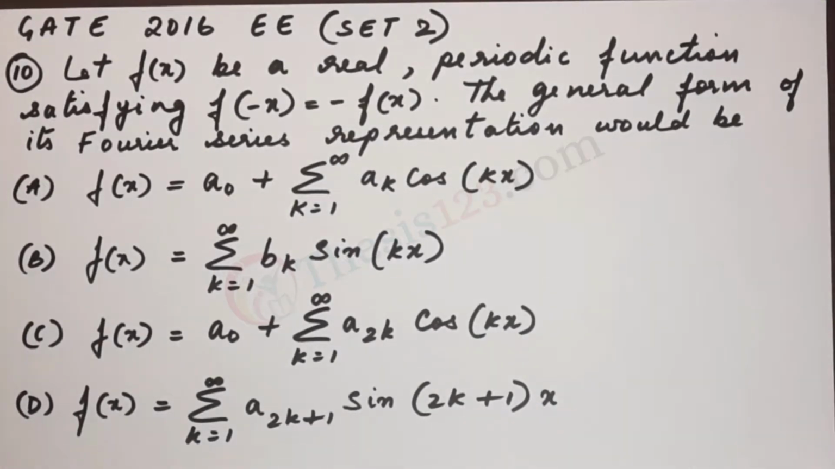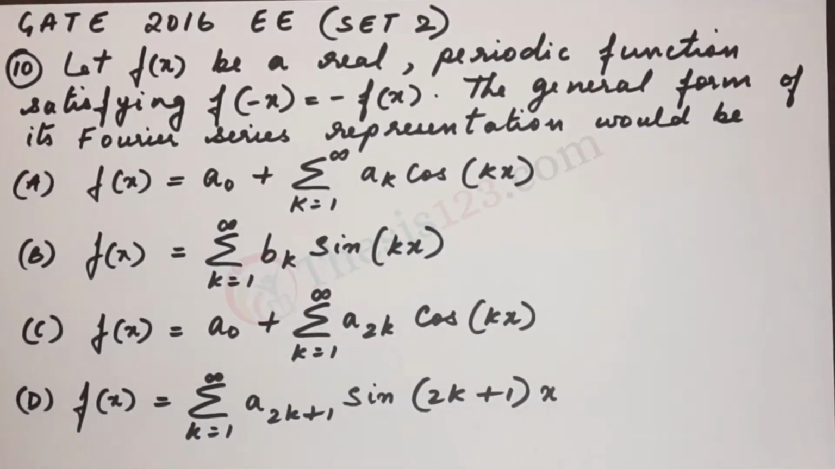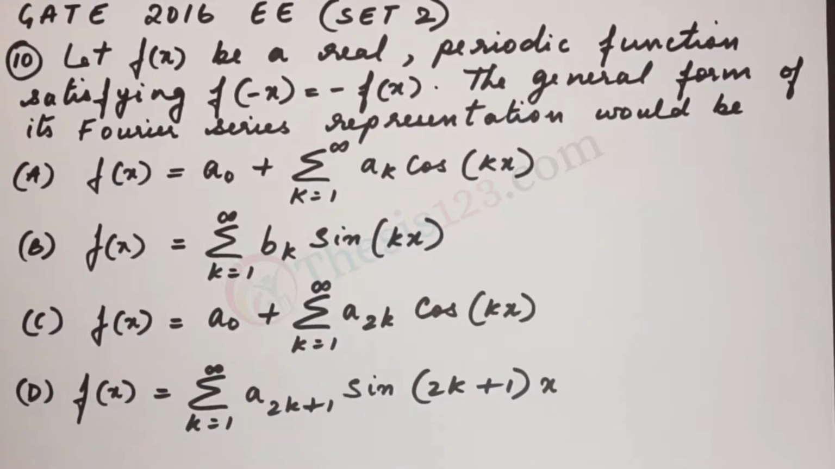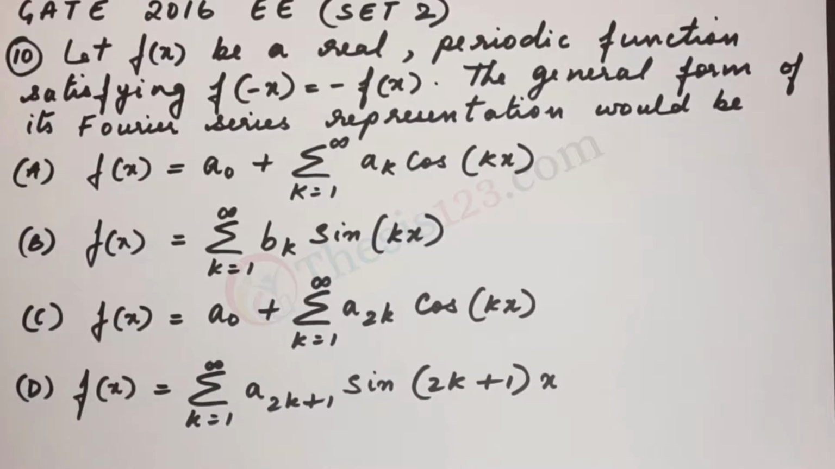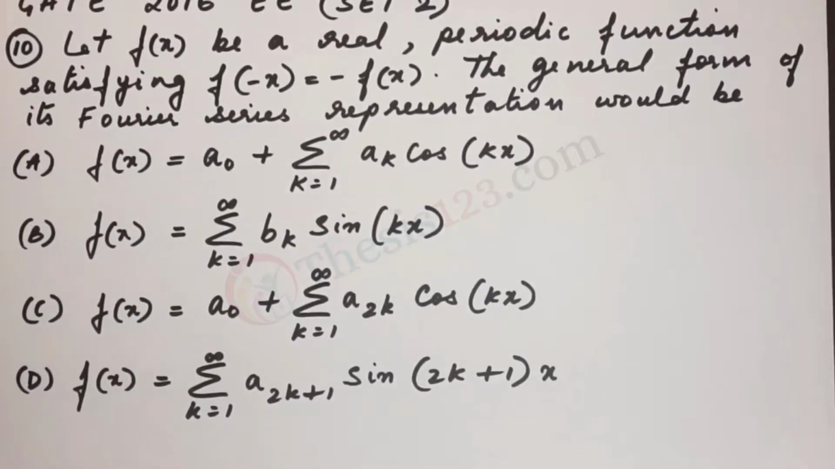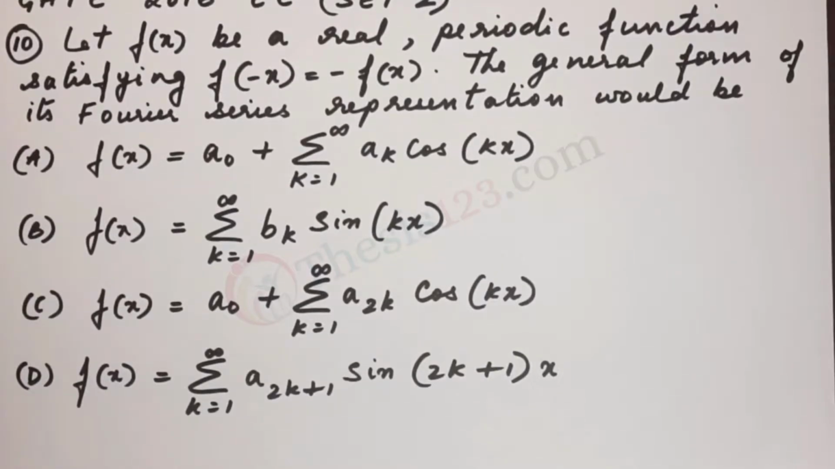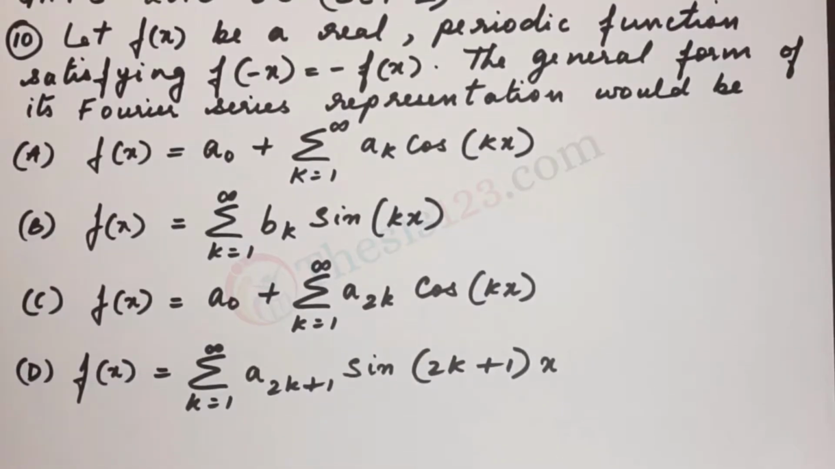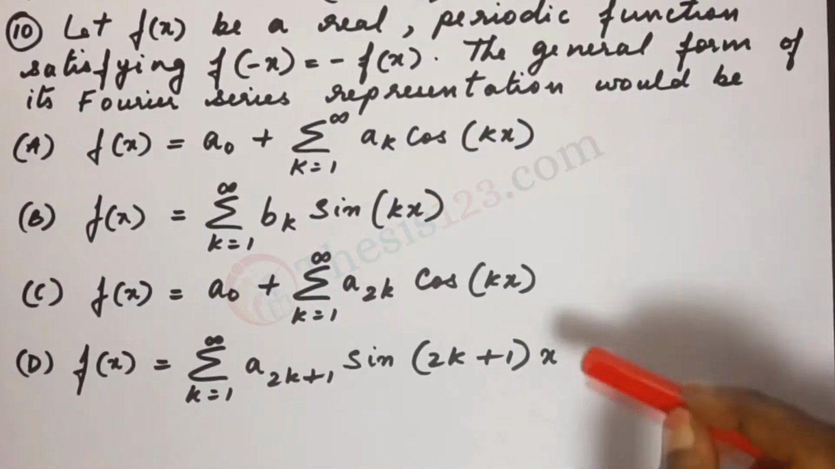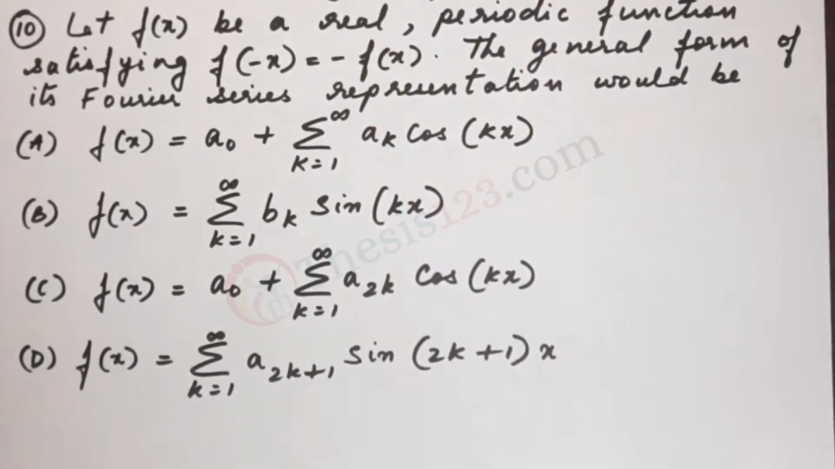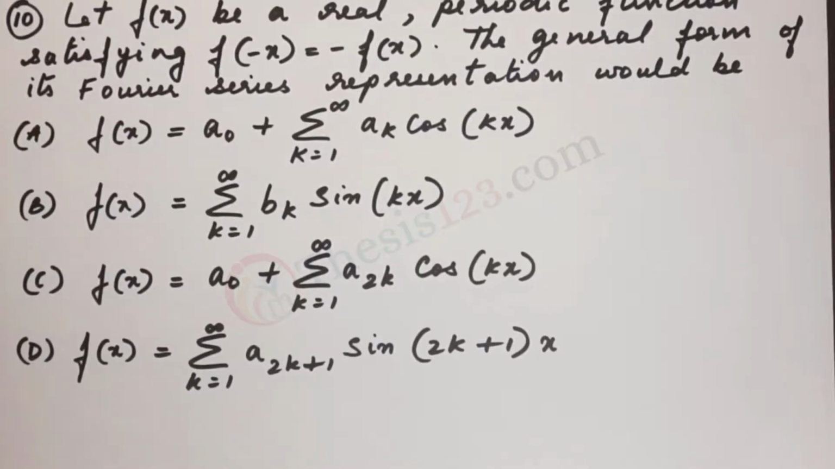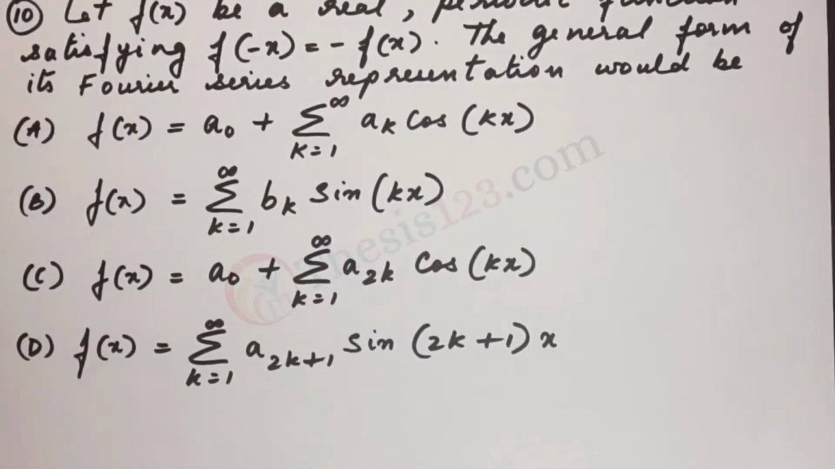Here's the next question, number 10. Let f of x be a real periodic function satisfying f of minus x is equal to minus f of x. The general form of its Fourier series representation would be. So we have 4 different options given to us. Now in this case, we will have to check with each option in order to see which equation satisfies the given condition of f of minus x is equal to minus f of x.